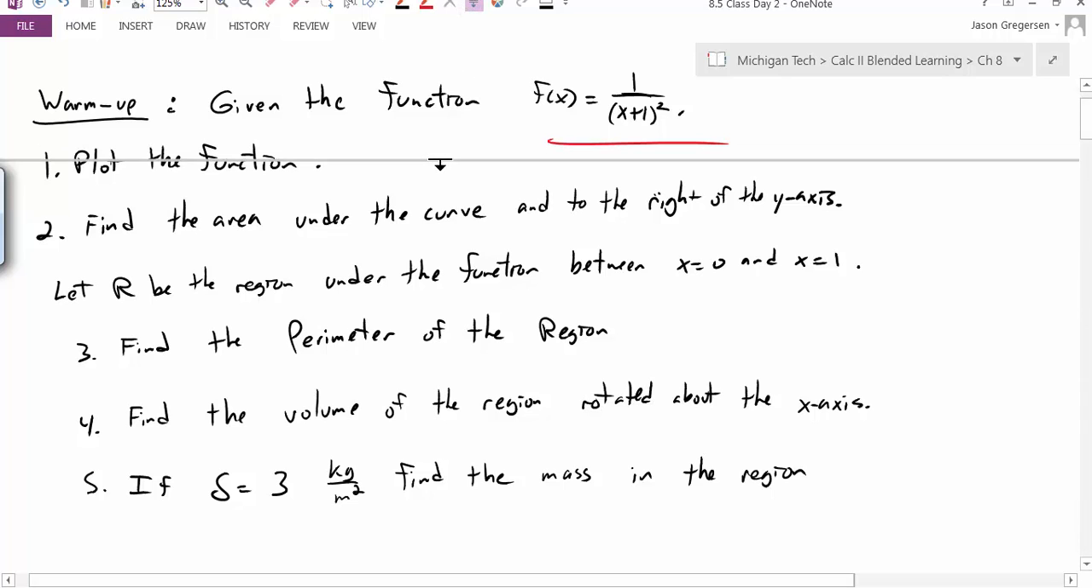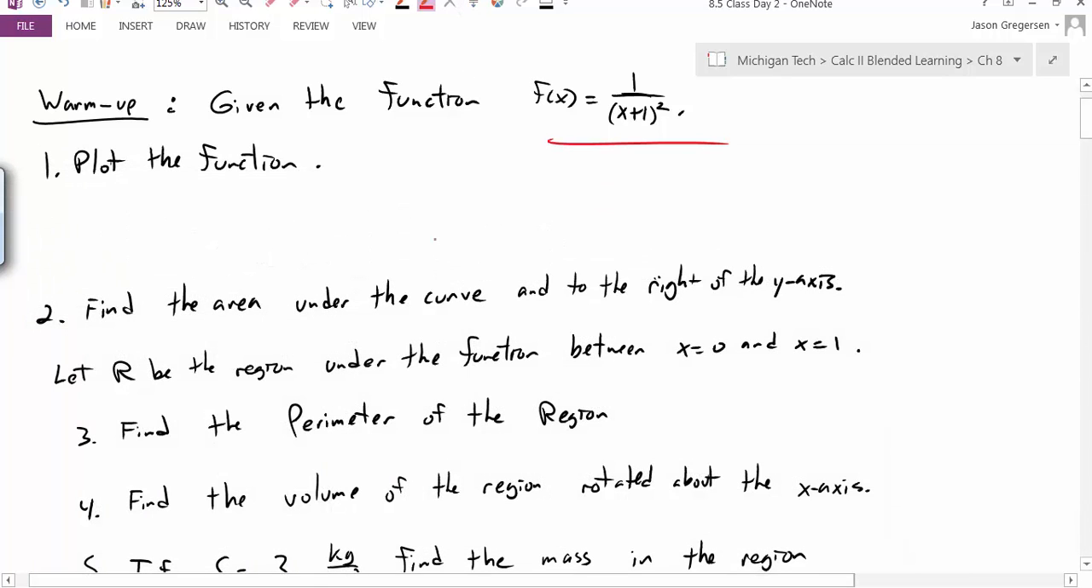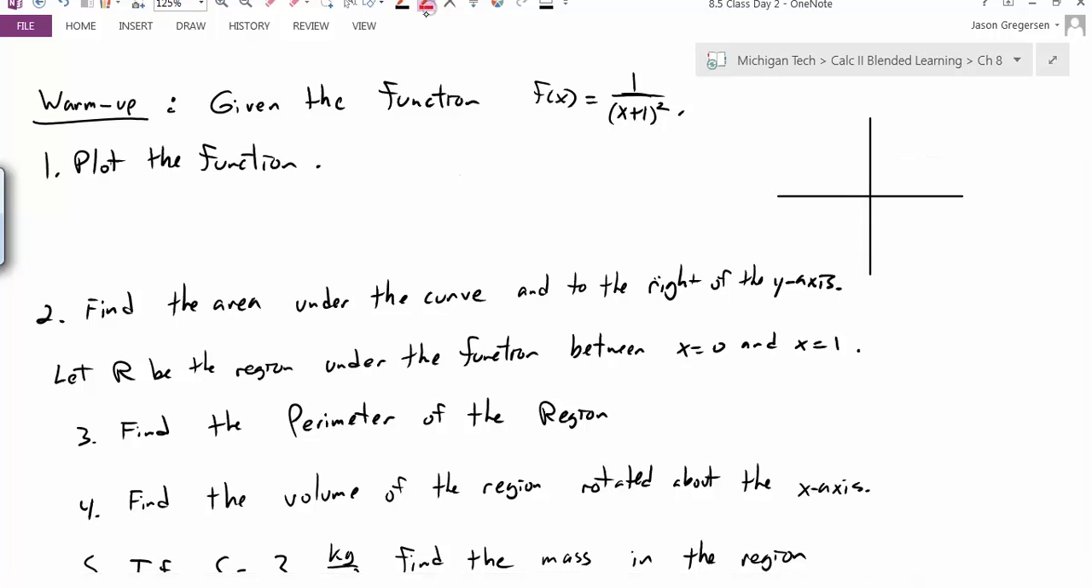We'll start with the first one, plotting the function. Of course, you can throw this in your calculator and plot it, but some of these you want to be able to maybe sketch the plot by hand. So the way you might approach this, if I want to just sketch out a plot real quick, is say, okay, I might have a sense of what 1 over x squared looks like. 1 over x squared looks something like this. Right, in that first quadrant anyway, it also looks like that.